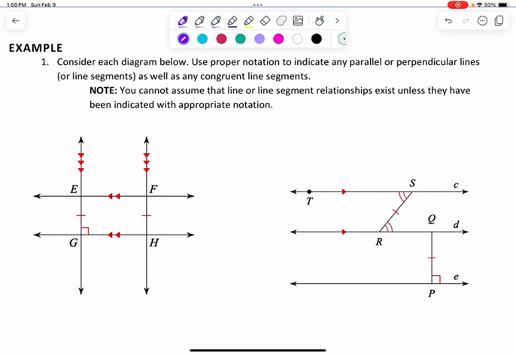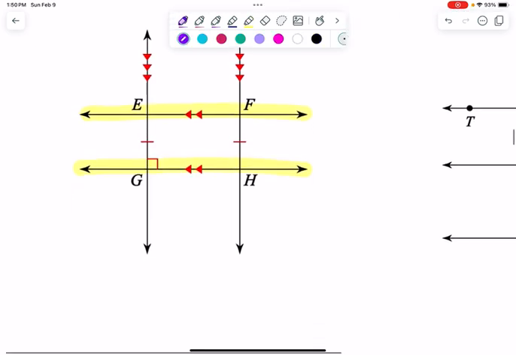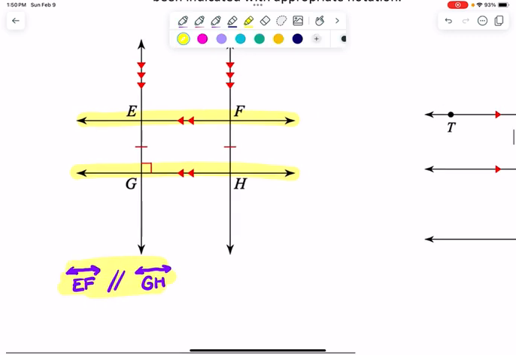So I'm going to look at this first example. I'm looking for parallel lines. See if you can spot some parallel lines. I'm spotting these two lines here. And I could tell because they have the same extra amount of arrowheads in the middle of the line. And to denote that, I have to label these things by their points because I don't have any lowercase letter on the outside. So I have line EF, and it's parallel to line GH. And that's the yellow stuff I've just highlighted.